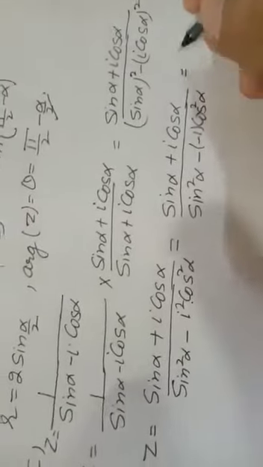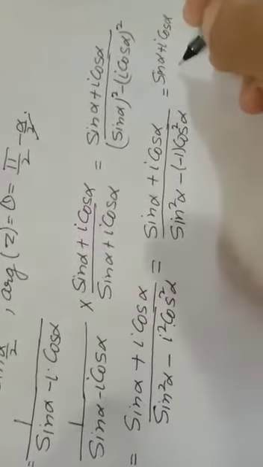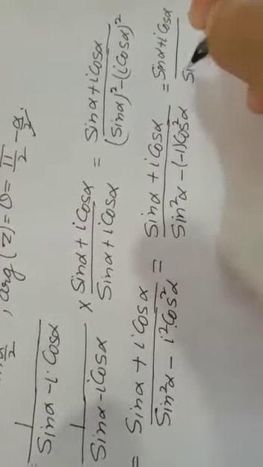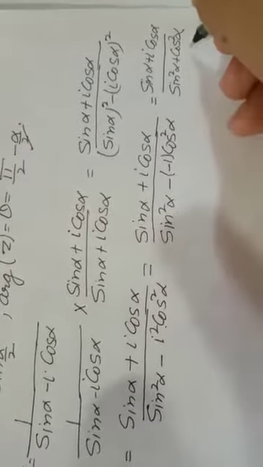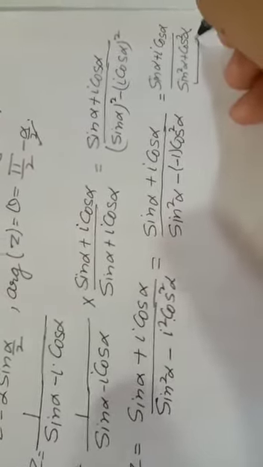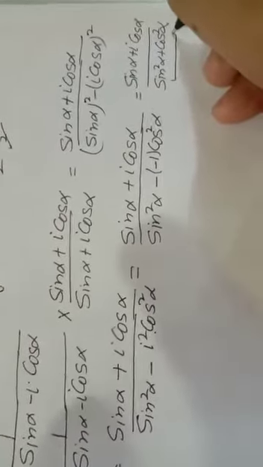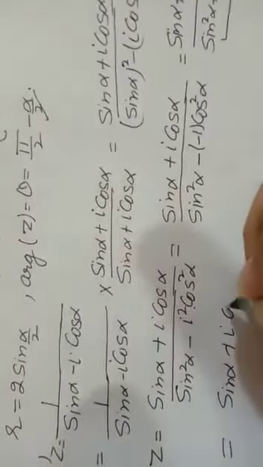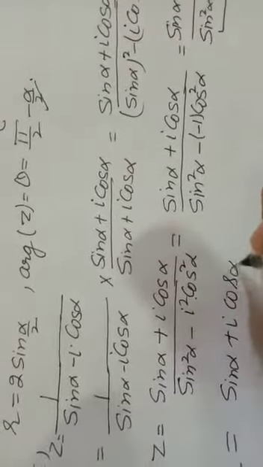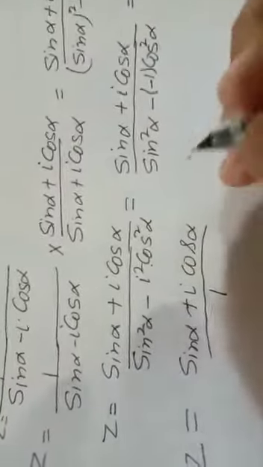So this expression will be changing to sin alpha plus iota cos alpha over sin square alpha plus cos square alpha, as minus is multiplied. Sin square alpha plus cos square alpha, we are using the identity sin square theta plus cos square theta is always equal to 1. So this expression will be changing. Z is equal to sin alpha plus iota cos alpha over 1. This is the new form of the complex number.